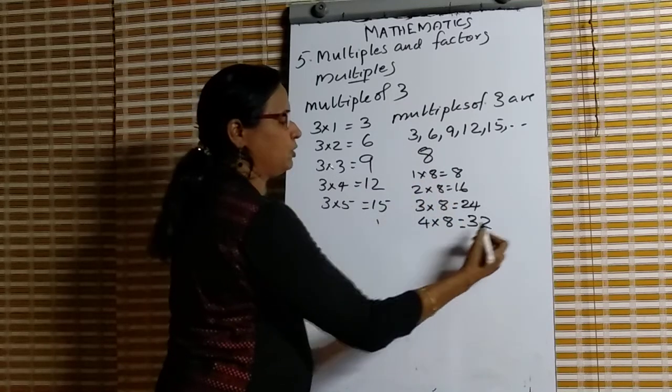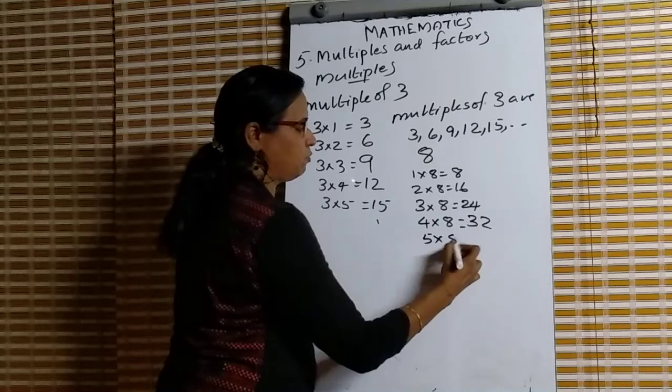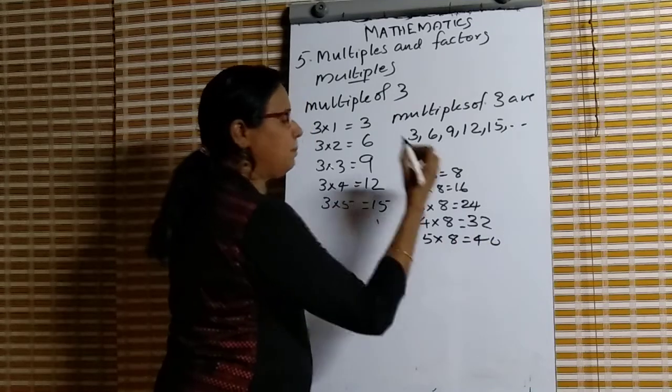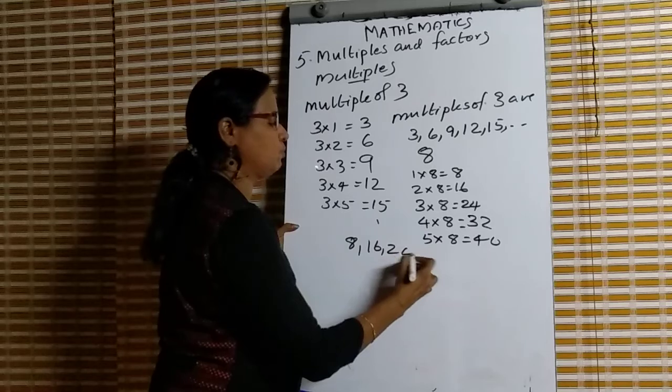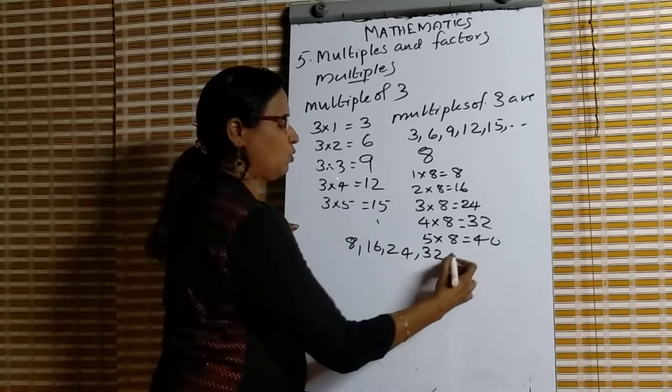3 into 8, 4 into 8, 5 into 8, 40. Therefore, multiples of 8 are 8, 16, 24, 32, 40, etc.